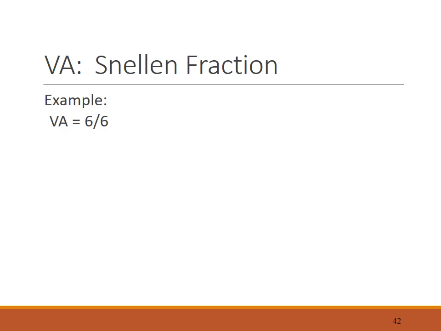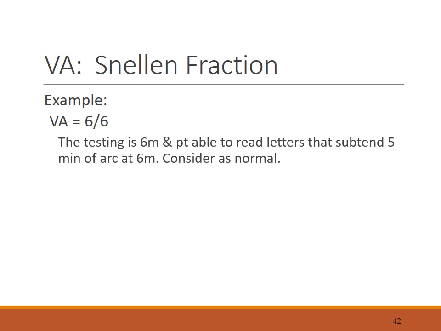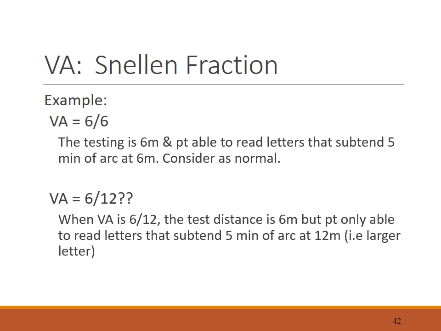For example, VA 6/6 means the testing distance is 6 meters and the patient is able to read letters that subtend 5 minutes of arc at 6 meters, and this is considered normal vision. How about 6/12? When VA is 6/12, the test distance is 6 meters, but the patient is only able to read letters that subtend 5 minutes of arc at 12 meters, which are larger letters, and this vision is considered abnormal.